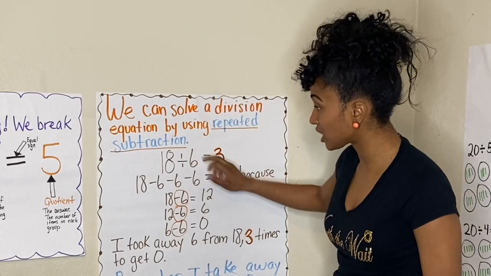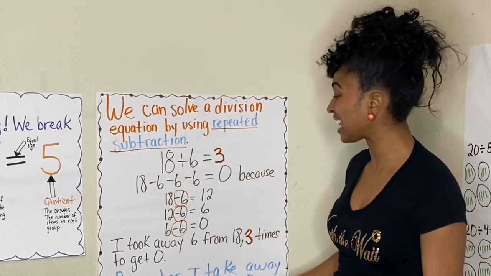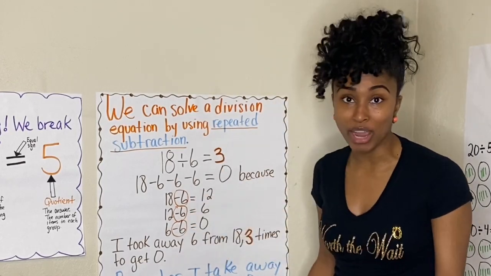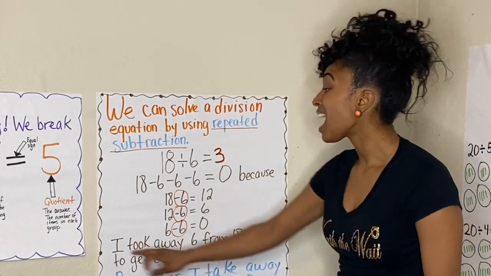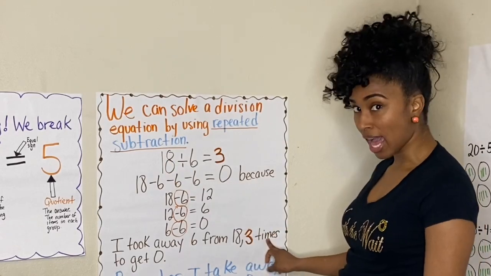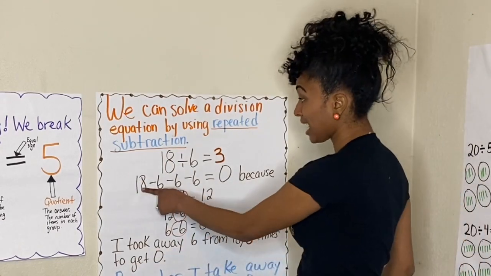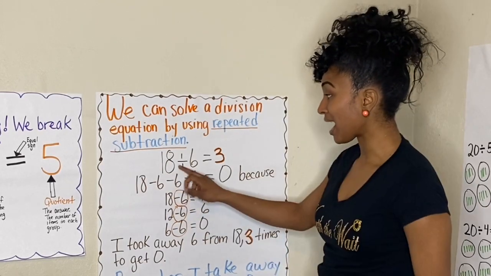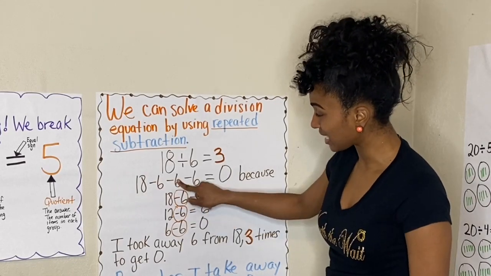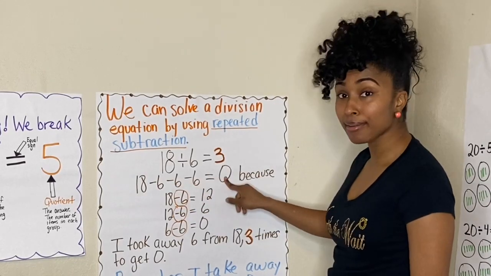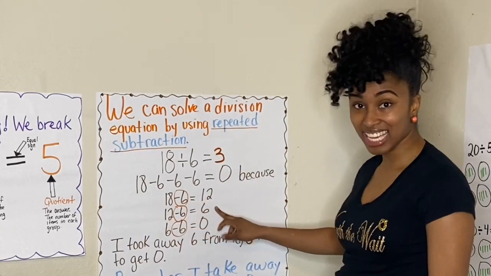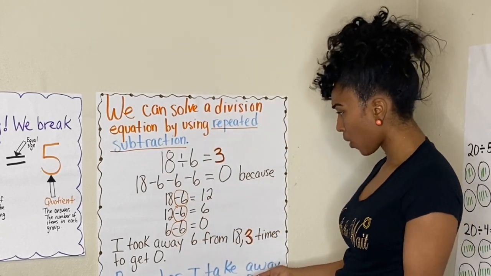Right, I had to subtract 6 until I got 0. I subtract my divisor from the bigger number until I get 0. Then my answer is however many times I had to subtract it until I got 0, okay? I took away 6 from 18 3 times to get 0. 18 minus 6 minus 6 minus 6 equals 0, because 18 minus 6 is 12, 12 minus 6 is 6, and 6 minus 6 is 0.